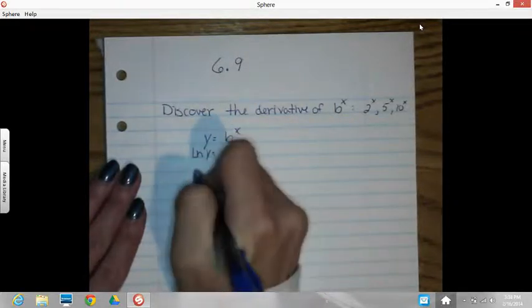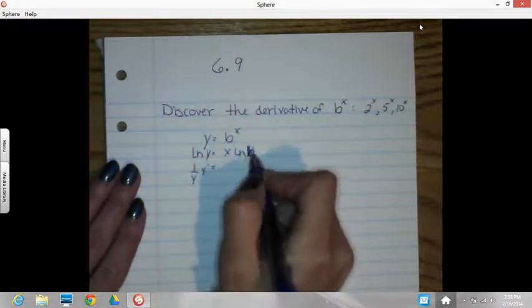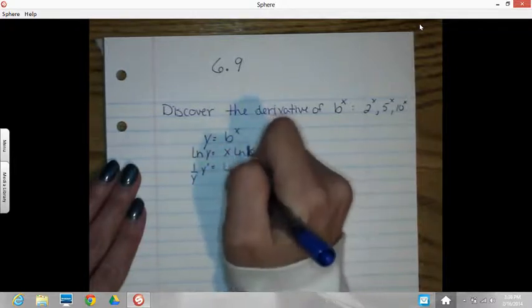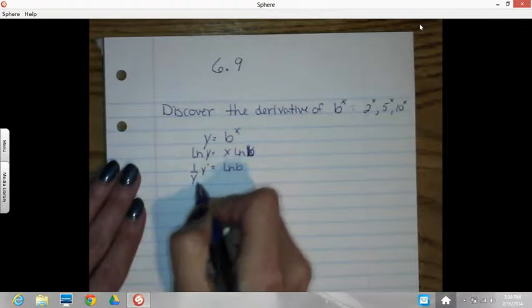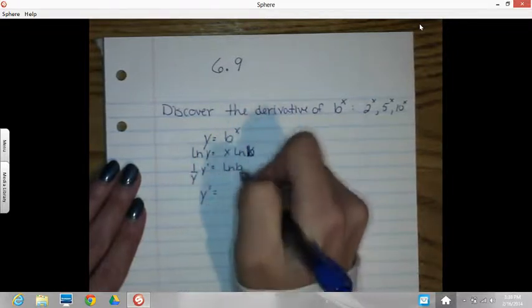Derivative here is 1 over y times y prime. Remember, this is a number. Derivative of x is 1 times this number, which is natural log of b. And then we multiply by y. And y was b to the x.